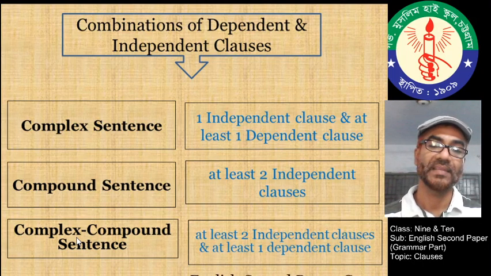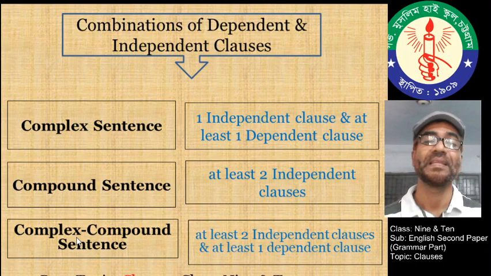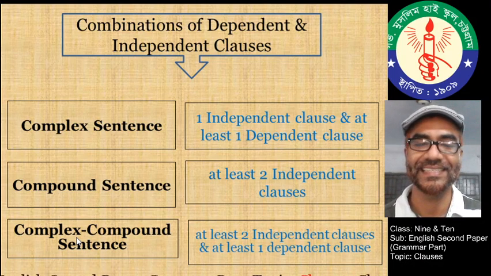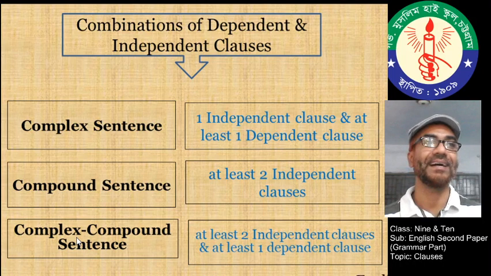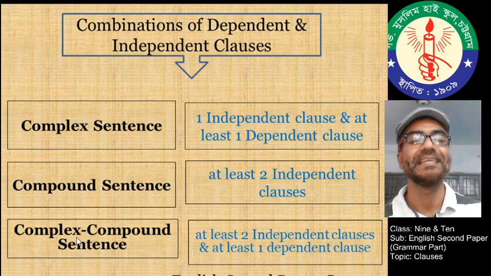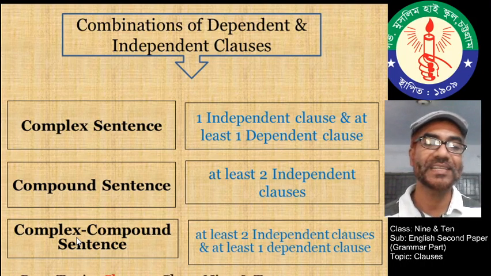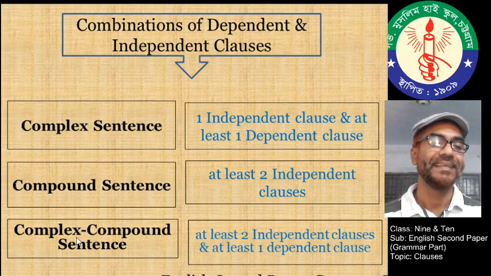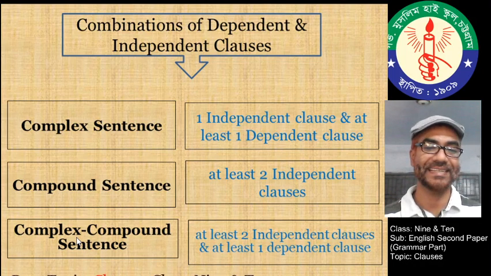And compound sentence: at least two independent clauses. Yes, see, in compound sentences, there are no dependent clauses. Here are also clauses, but these clauses must be independent clauses in a compound sentence. These are also called coordinating conjunctions. Okay, coordinating conjunctions such as but, or, and, etc. These are coordinating conjunctions, and by adding these, we can join two independent clauses together to make a complete sentence, a bigger sentence.